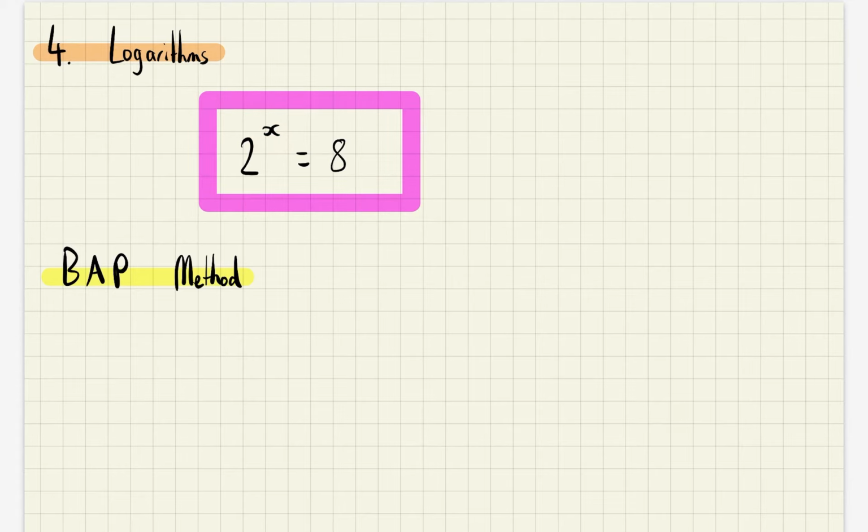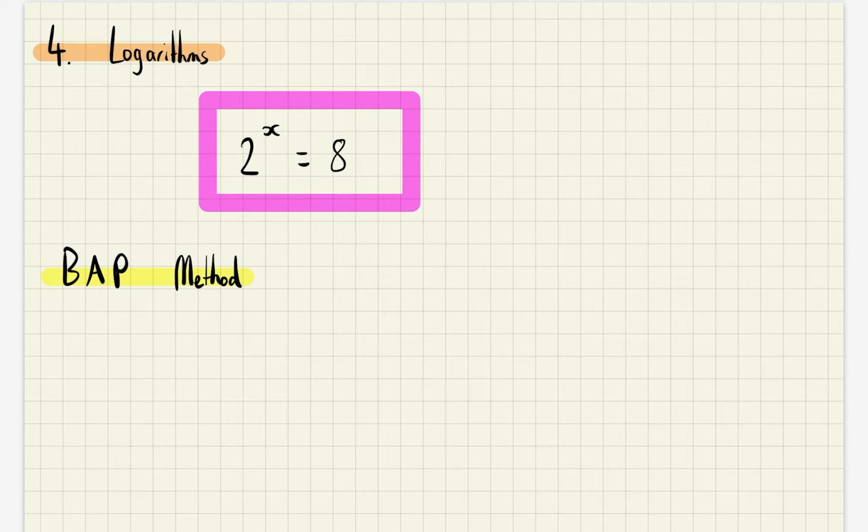Now, sometimes, especially when you're learning about logs, they might give you questions like this, what is x? And you just have to use your memory or guess and check to find out what the x value is. So for this question, you might get out your calculator and just do 2 to the power of 2, and then you get 4, and then you're like, oh, okay, maybe I'll try 2 to the power of 3, and oh, that's 8. So therefore, I can write, that means x is equal to 3. Because 2 to the power of 3 is equal to 8.